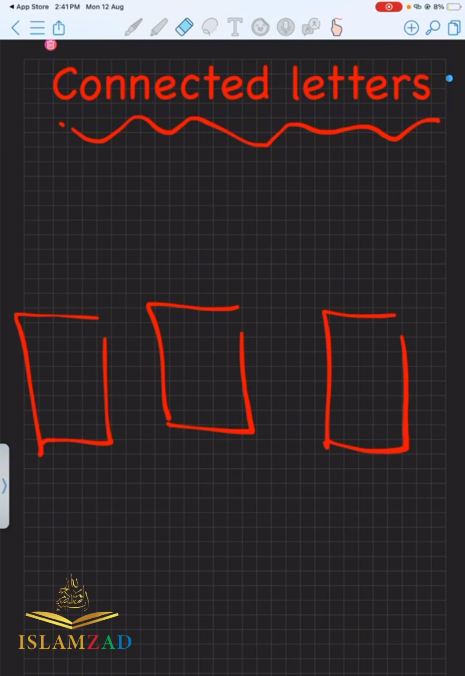I'm gonna explain the connected letters lesson. Why did I start with this lesson? Because most beginner students find this lesson a little hard, so I wanted to make it easier for you, inshallah.